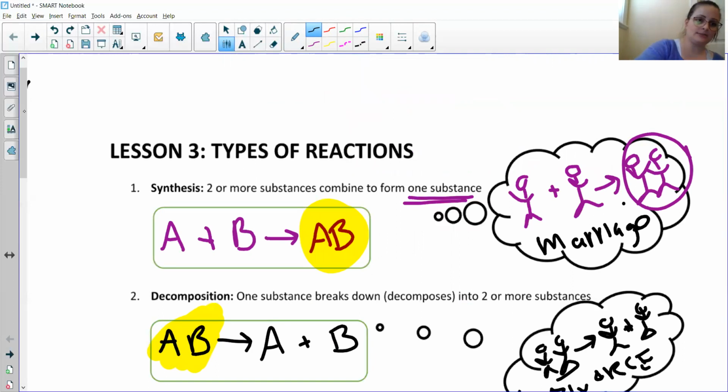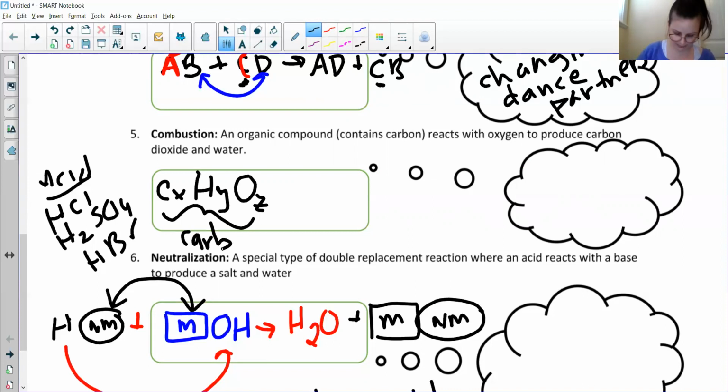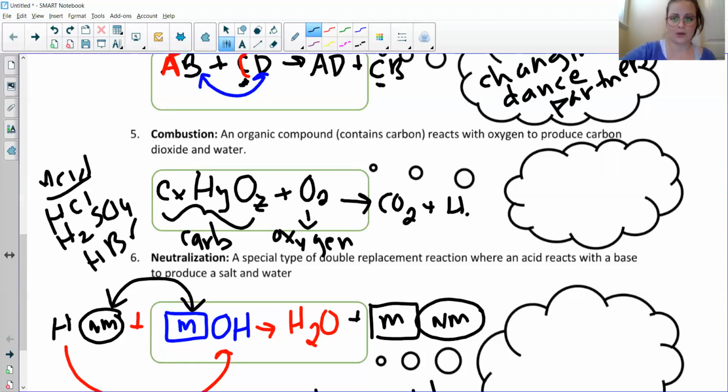The last one, the most explosive one, the one I used to be able to blow up gummy bears for, is called a combustion reaction. You're going to have some crazy looking carbohydrate, which is going to be some amount of C's reacting with some amount of H's and maybe potentially some oxygens. The oxygen is not always there. This is what a carbohydrate is. It's a carb, and it reacts with oxygen gas. And it produces carbon dioxide and water, always.